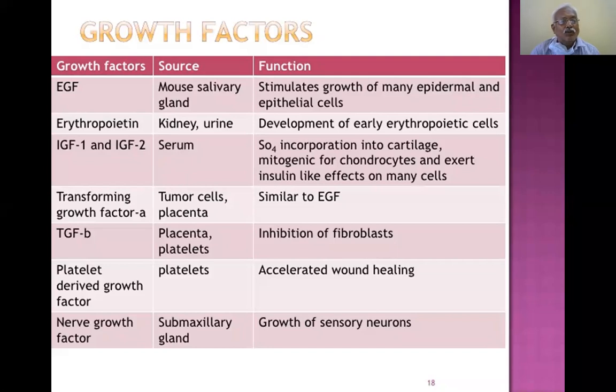Transforming growth factor alpha, from tumor cells and placenta, is just similar to TGF. And TGF-beta is there, produced from platelets and placenta, so the inhibition of fibroblasts will take place. And platelet-derived growth factor will be from platelets only. So injecting platelets on chronic wounds will accelerate the wound healing.